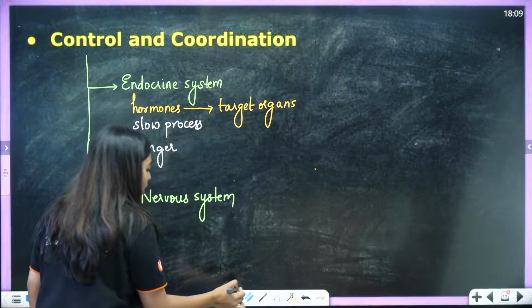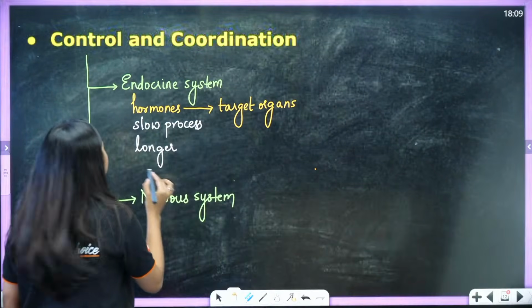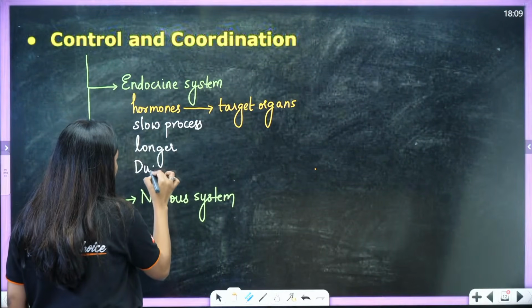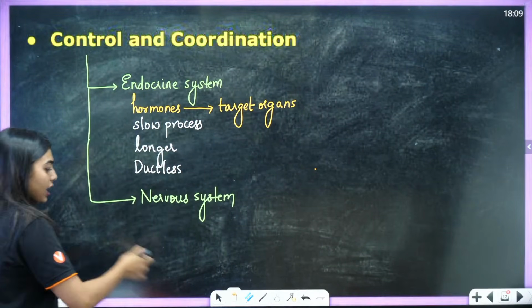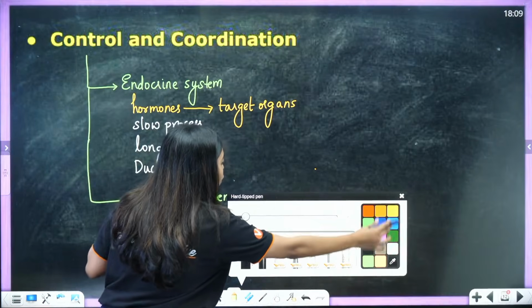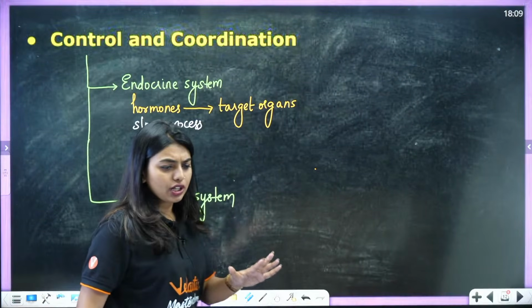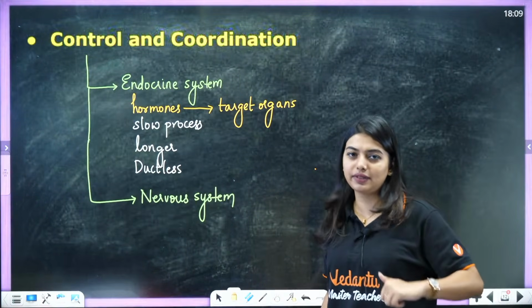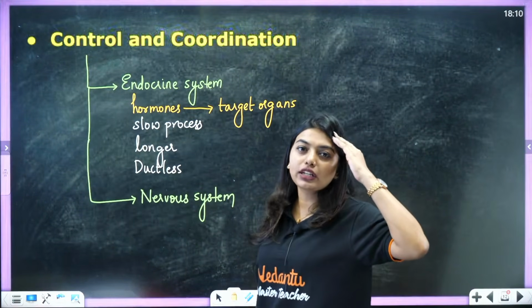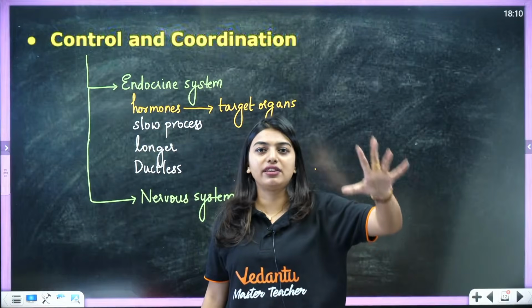Students, also I'll write here extra information: ductless glands. The nervous system is going to transfer any information. A dog is coming to bite me. Gopika, run. Who is going to tell? The nervous system will tell. The nervous system would have got an impulse and it will tell me to run.